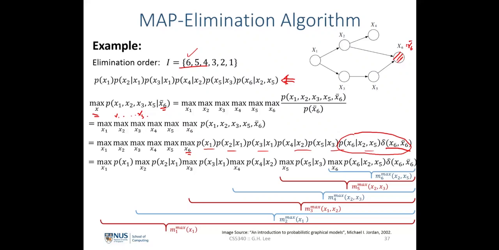And the next thing that we will do is a maximization over the random variable x5. We'll look at the active list to get the terms that consist of x5. In this case, it would be p of x5 conditional upon x3, as well as the message that we have computed earlier. We will take the max over x5 of these two terms, and that will give us a message m5 max over x2 and x3. And then we will pass this back into the active list and continue the process until we exhaust all the terms in the active list, and we will be done with the maximization over the joint probability distribution.